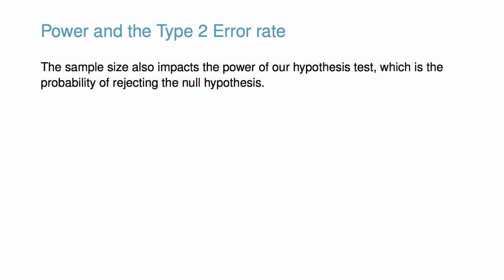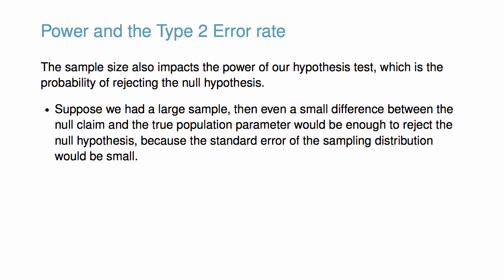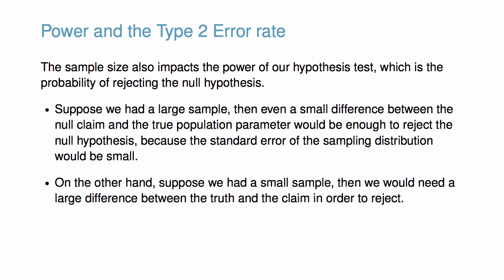The sample size also impacts the power of our hypothesis test, which is the probability of rejecting the null hypothesis when the null hypothesis is actually false. Suppose we had a large sample. Then even a modest difference between the null claim and the true population parameter would likely be enough to reject the null hypothesis, because the standard error of the sampling distribution would be small. On the other hand, suppose we had a small sample. Then we would need a large difference between the truth and the claim in order to reject the null hypothesis.